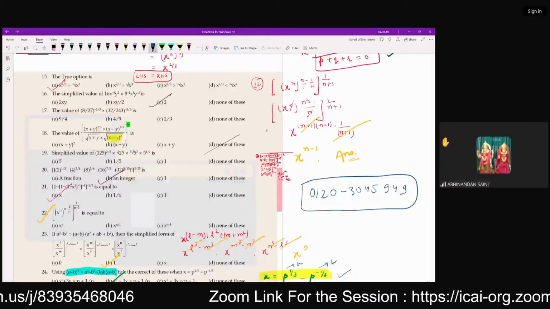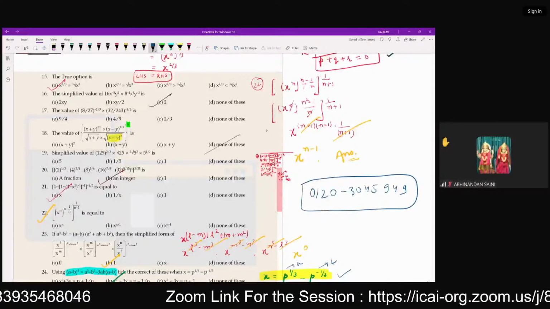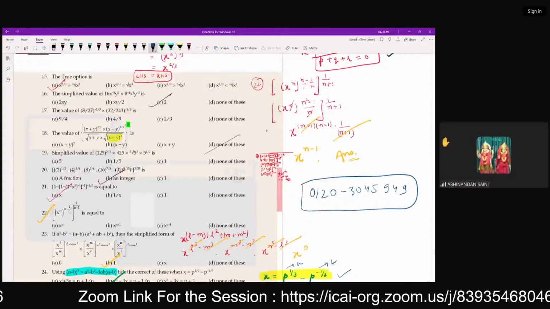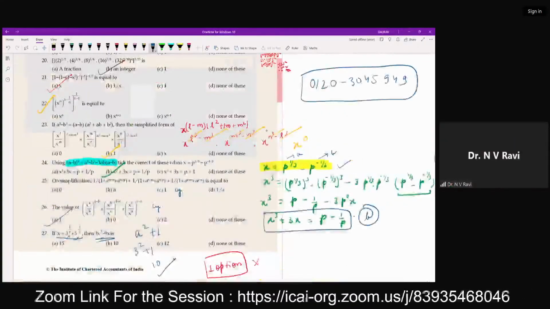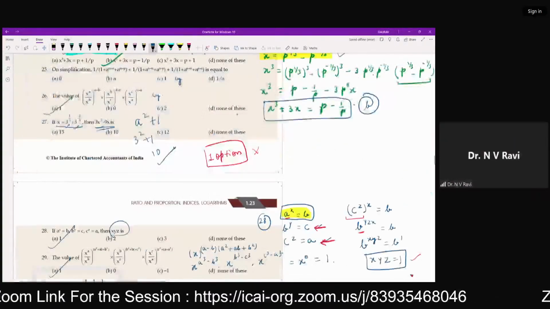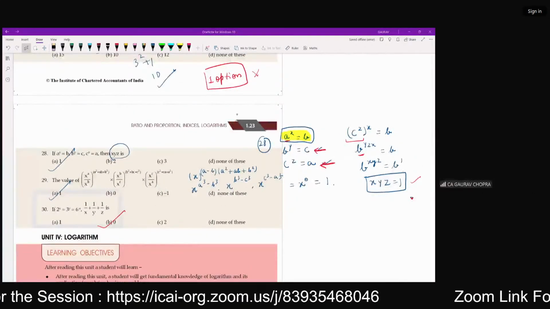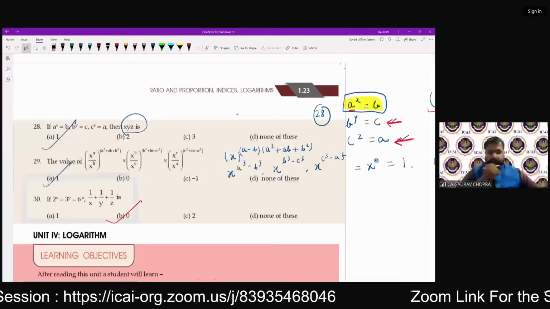Yeah, number 29 of indices. Pardon? Sir, question number 29 of indices. 29 of indices. This is a very simple sum. Very simple sum. Yes, sir. Quickly, just explain this.